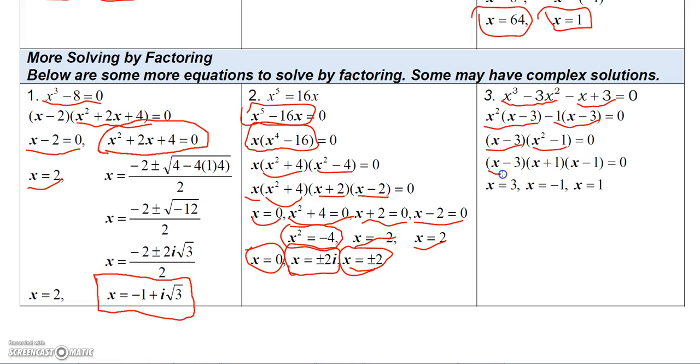And so now I have 3 factors, x minus 3, x plus 1, and x minus 1, and their product is 0. So if you set these equal to 0, I didn't do that here, but if you set x minus 3 equal to 0, you'll get x equal 3. If you set x plus 1 equal to 0, you'll get x equals minus 1. And if you set x minus 1 equal to 0, you'll get x equal 1.